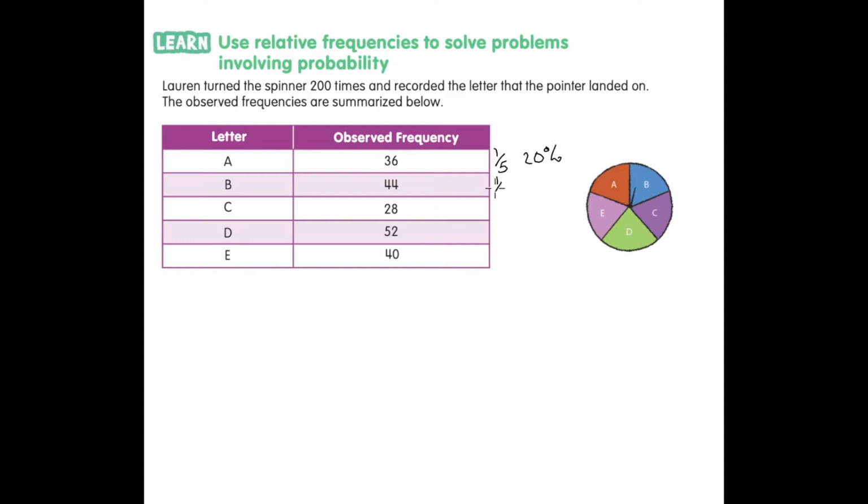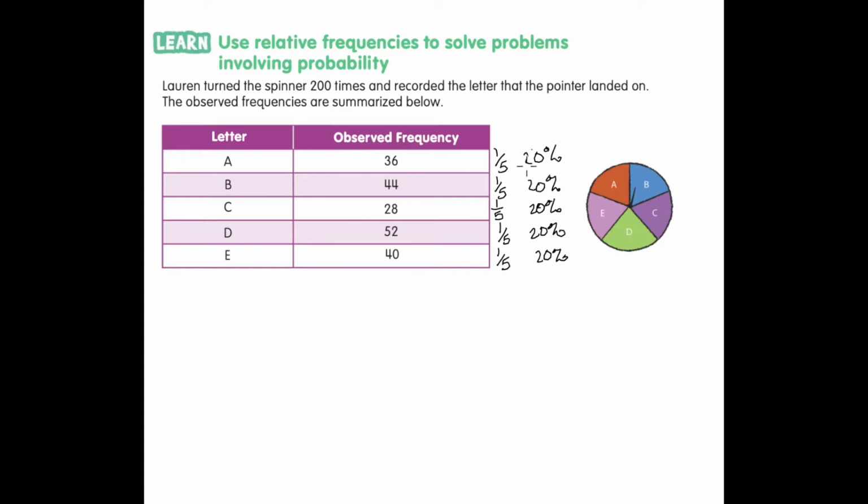Same with B, C, D, and E. So what that is saying in theory is if I spun this 5 times, I should land on A once, I should land on B once, C once, D once, and E once. We know, though, that's more unlikely to occur than it says in theory.